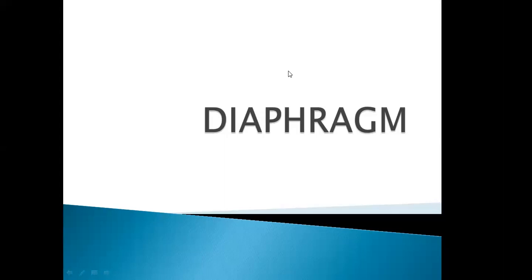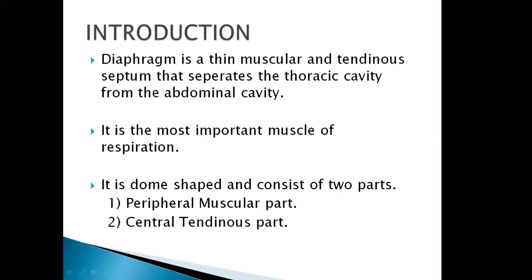As you all know, the diaphragm is a thin, muscular and tendinous sheet or septum that separates the abdominal cavity from the thoracic cavity. Diaphragm is thin and has two portions, the muscular and the tendinous portion. Again, I'm going to repeat: diaphragm is a thin, muscular and tendinous sheet that separates the thoracic cavity from the abdominal cavity. You already know about the thoracic and the abdominal cavity. There is a partition between these two cavities in the form of a thin sheet, which is called the diaphragm.